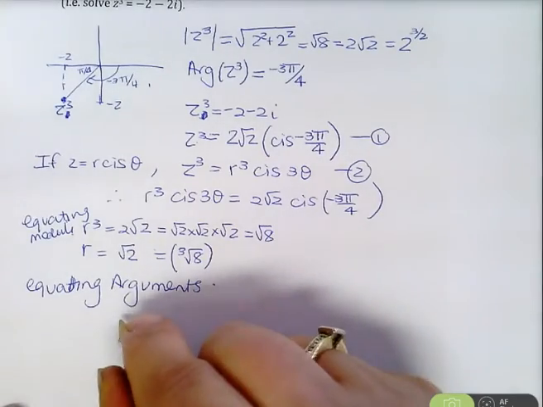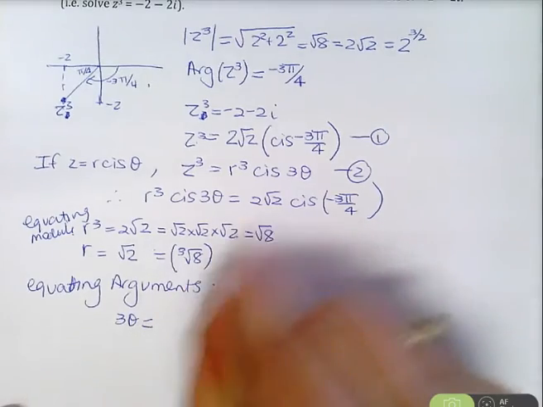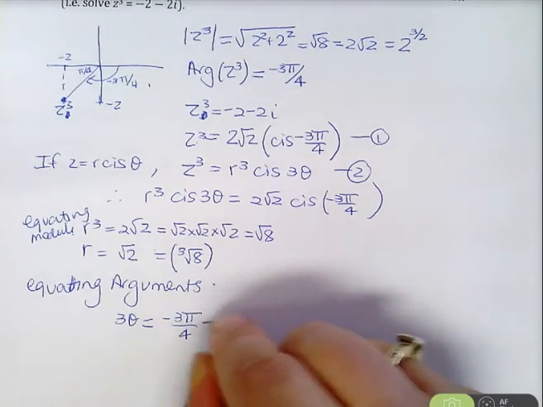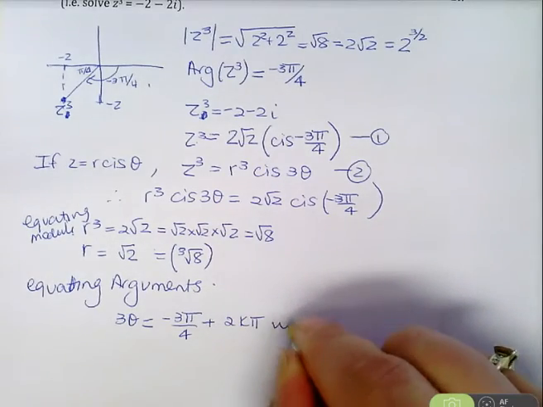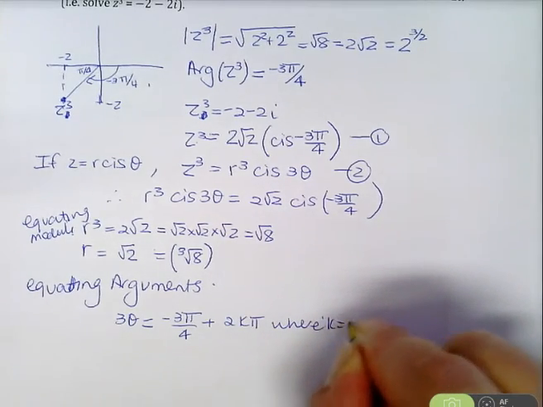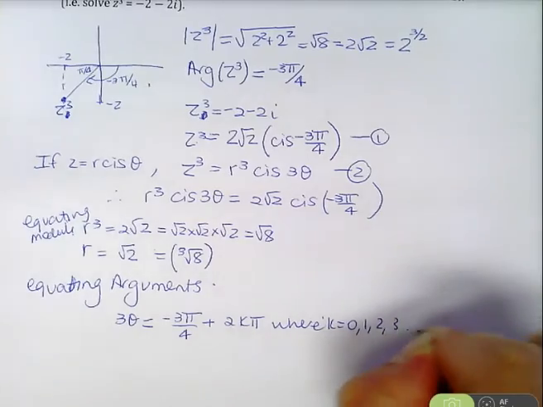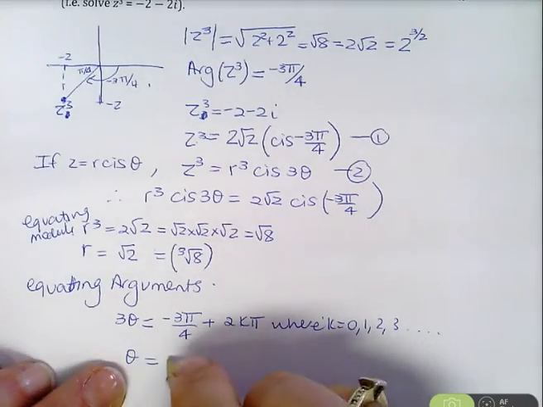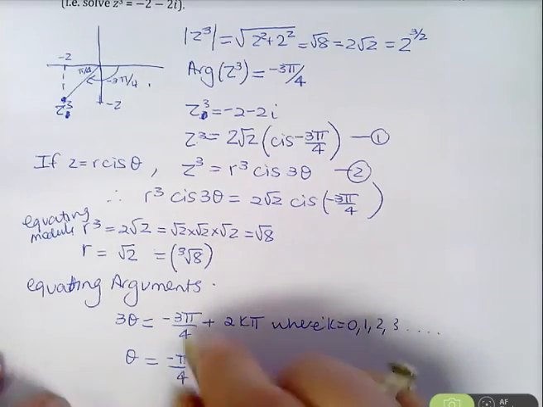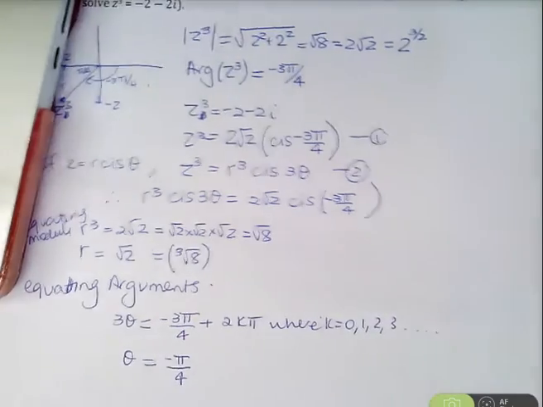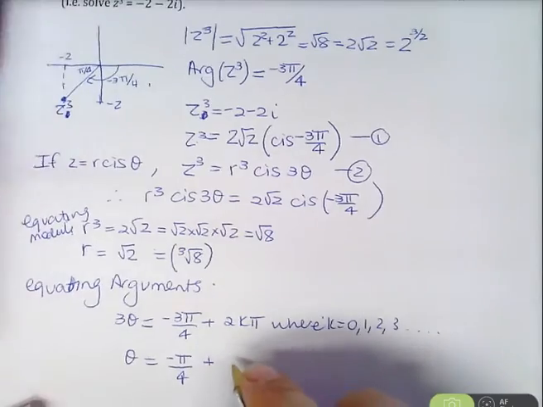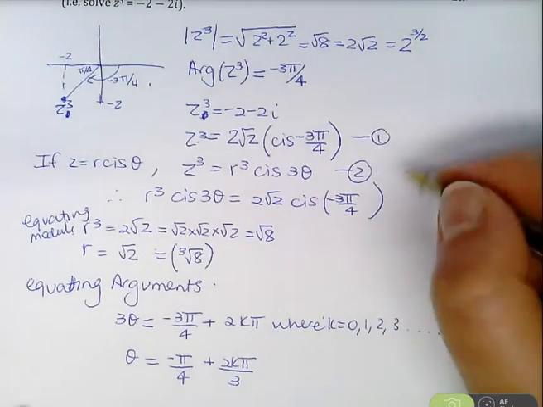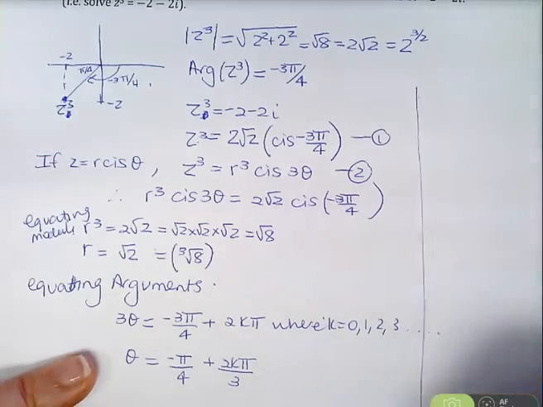And equating arguments, we've got that 3 theta equals -3 pi on 4 plus 2k pi, where k equals 0, 1, 2, 3, and so on. Dividing by 3, we get that theta is minus pi on 4 plus 2k pi over 3. Now working out what our roots are.